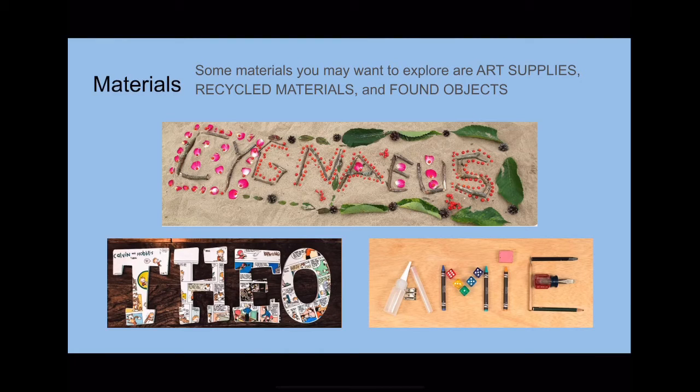When you change up the materials, you're able to use art supplies, recycled materials, or even found objects. If you're looking at these photos, some people have used objects they found outside, such as sticks, flower petals, and leaves. Others have found old comic books and cut them out into their letters. And others have used their actual art supplies, arranged them into the letters for their name. Can you think of another material you could use to create your name tag?